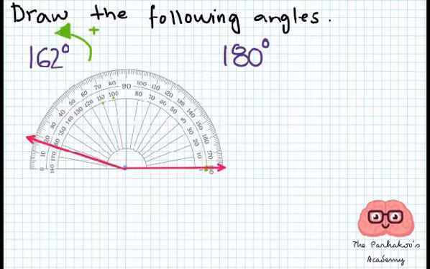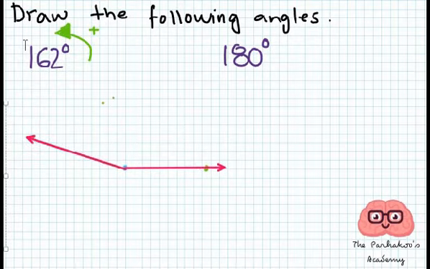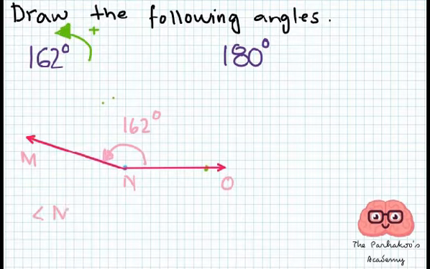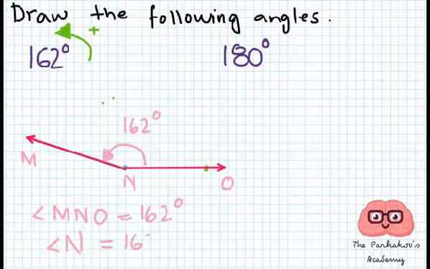So now let's remove the protractor. So this is our angle 162 degrees anti-clockwise. Let's name it MNO. So the angle can be named as angle MNO equals 162 degrees, or angle N equals 162 degrees.